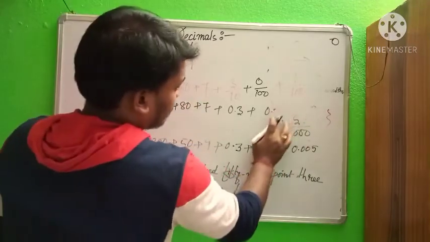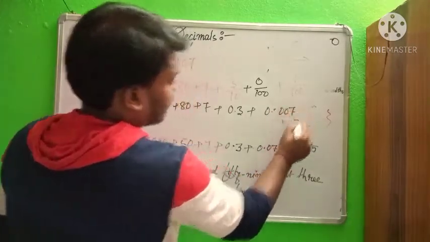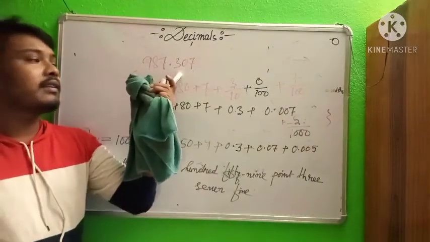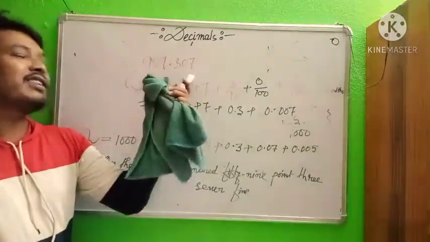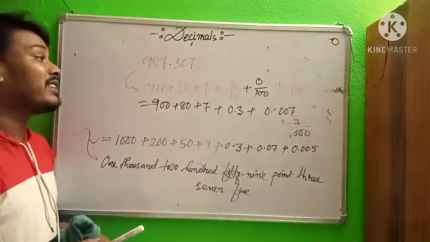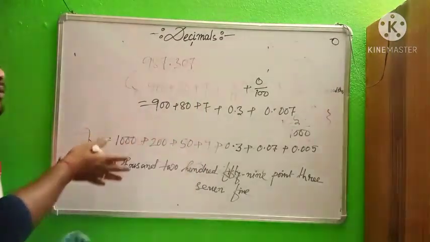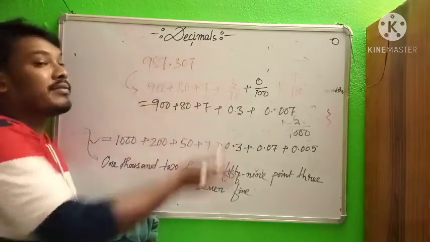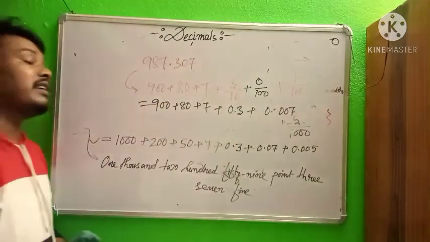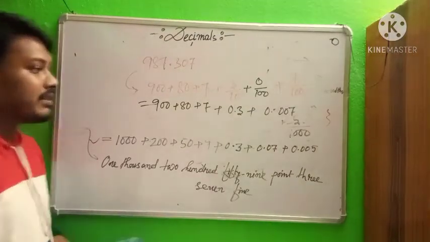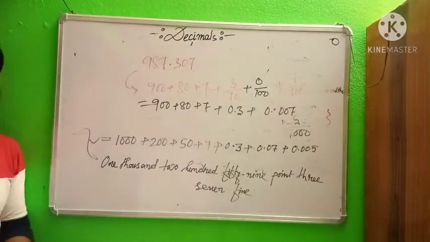Number name: 987.307, not 307. If you say 307, then your answer is wrong, because as I told before, after the decimal point we say the digits individually, one by one. Okay, I think everyone understood.